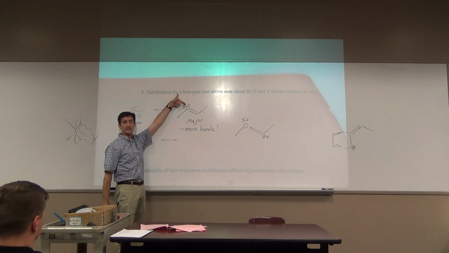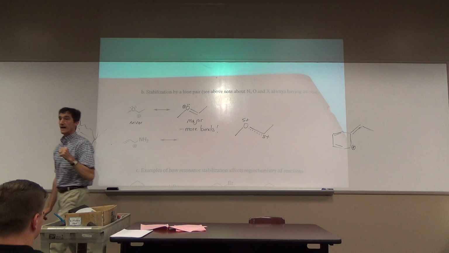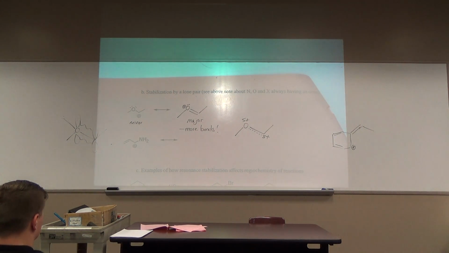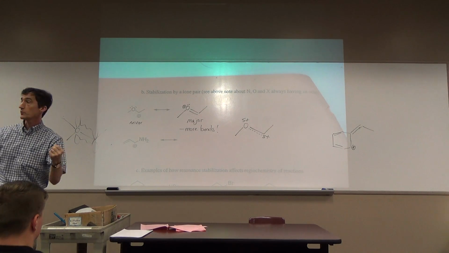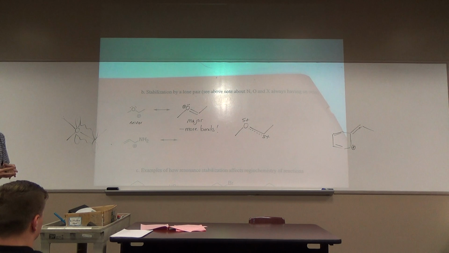Does that oxygen have an octet here? 2, 4, 6, 8. Yes. It has an octet, it doesn't mind being positive. What you don't want to ever do is show an oxygen or fluorine or something like that with a positive and no octet. If you do that to an oxygen, it will be very mad at you. That's one of the entries on the Golden Rules of Resonance page.